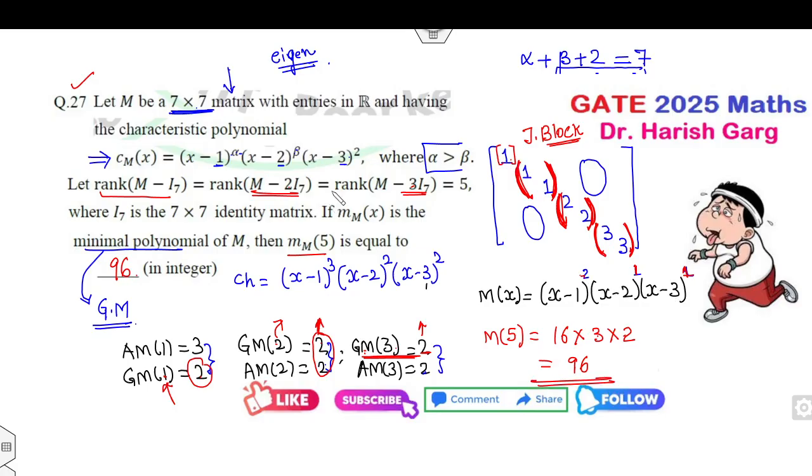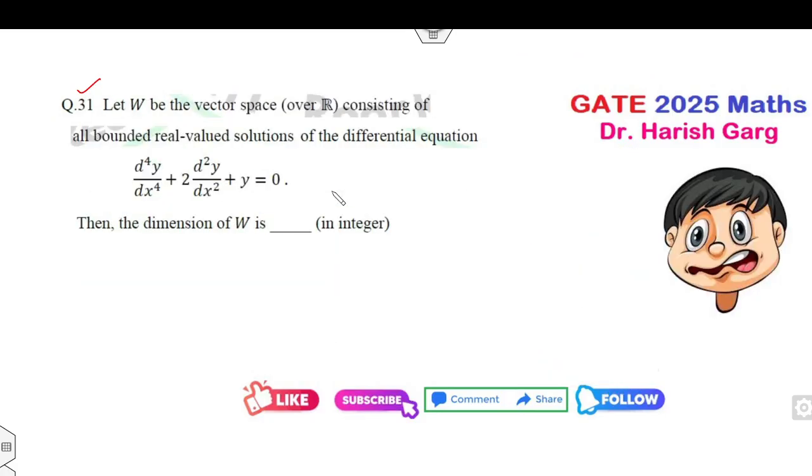So 96 is my right answer. Okay, look at this. V is the vector space, consisting of all those bounded solutions. So can you find the solution of this problem?